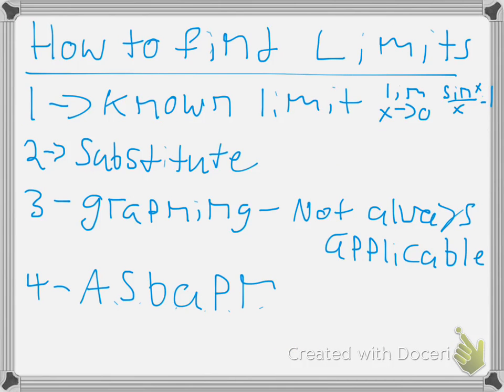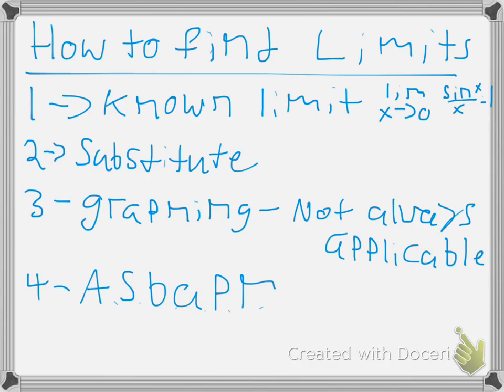Now, there are a few known ways to find limits. The first is called the known limit. For example, the limit as x goes to 0 of sine x over x is equal to 1. The second way is by substitution. For example, multiplying by a constant to allow for simpler application of the limit. The third way is by graphing. This is not always applicable to certain equations, so you have to be careful with it.